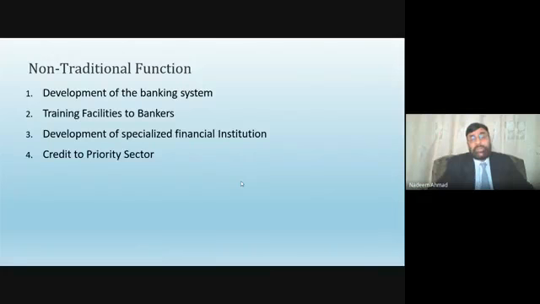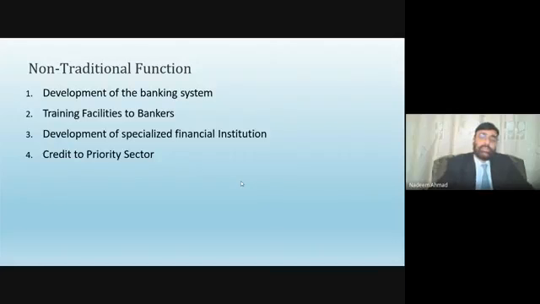Now, development of specialized financial institutions, PICIC, ZTBL, IDBP, and these are the institutions which can be responsible for development in their respective areas. So this is basically under the guidelines of the central bank or the State Bank.